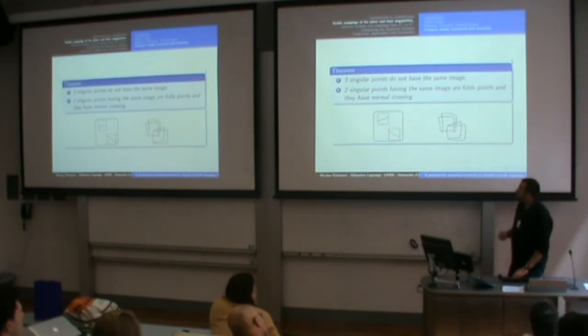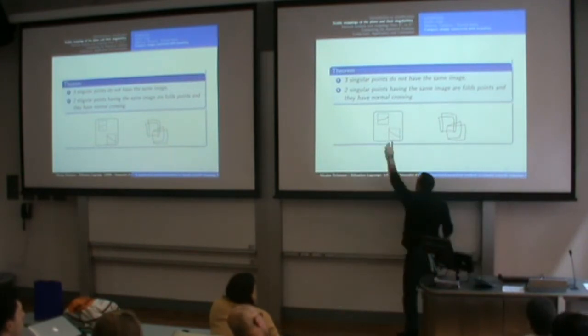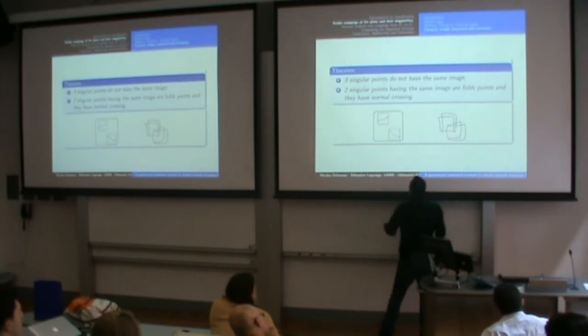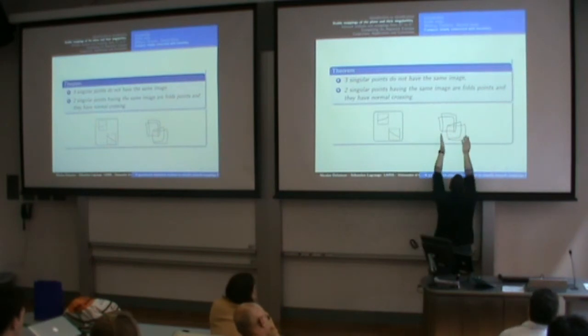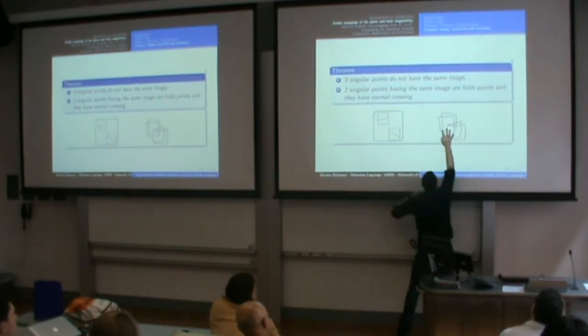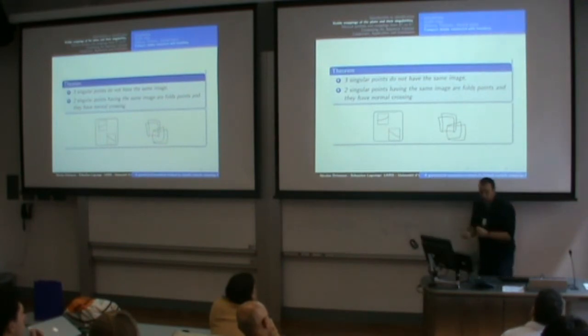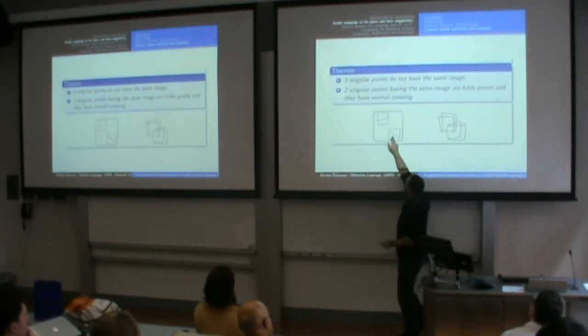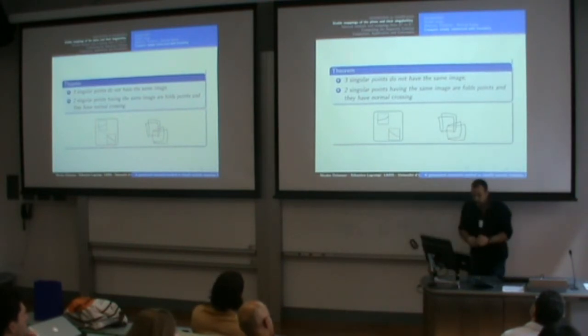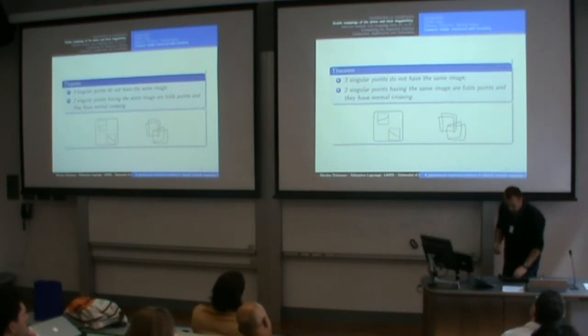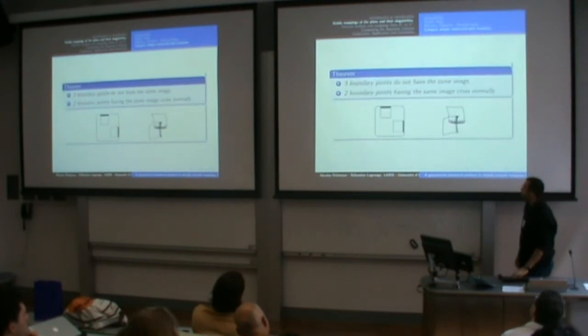Moreover, two different singular points, so here, maybe this part is going to be mapped to this one. It's a fold. This is a fold also. And those two points, maybe this one and this one, are going to be mapped to the same point. And at this point, they have normal crossing.